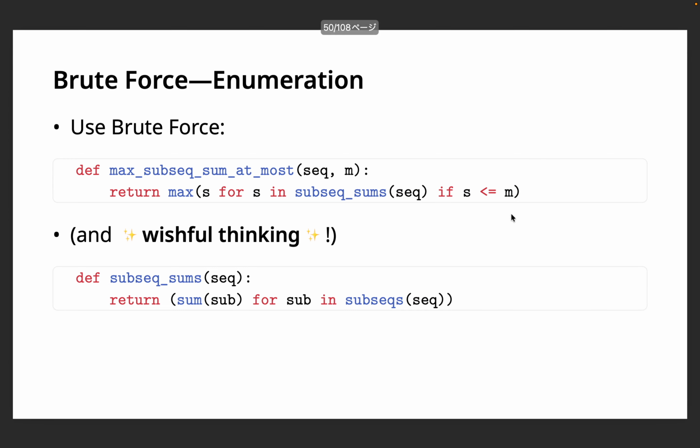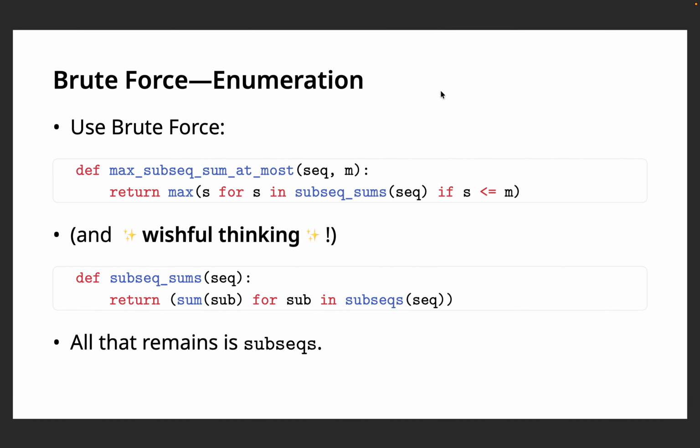So in that case, subsequence sums. In turn, this function, we can write like this. So for each subsequence in the original sequence, we just get the sum of that subsequence. So this would be one way to implement this function here. So this is wishful thinking yet again. What we want this time is to get the subsequences of a particular sequence.